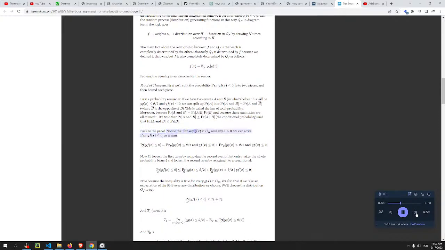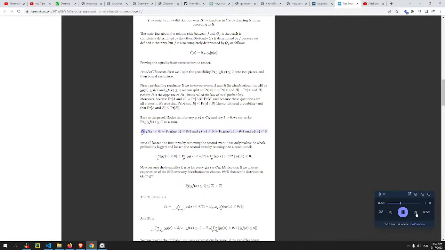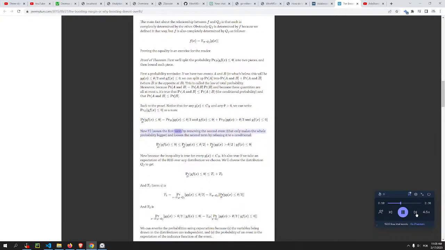Notice that for any g in C_n and any theta greater than 0, we can write Pr_D[yf(x) less than or equal to 0] as a sum. Pr_D[yf(x) less than or equal to 0] equals Pr_D[yg(x) less than or equal to theta/2 and yf(x) less than or equal to 0] plus the other term. Now I'll loosen the first term by removing the second event, that only makes the whole probability bigger, and loosen the second term by relaxing it to a conditional.